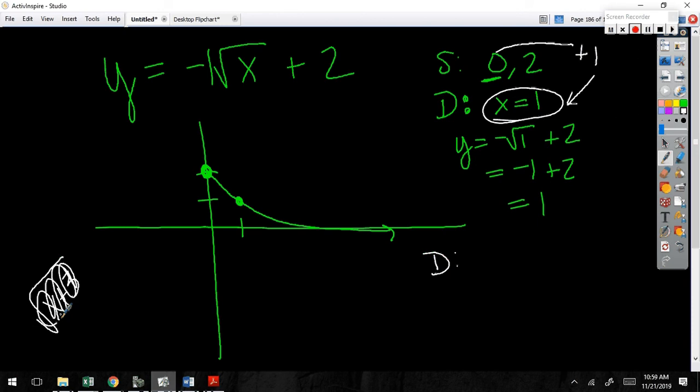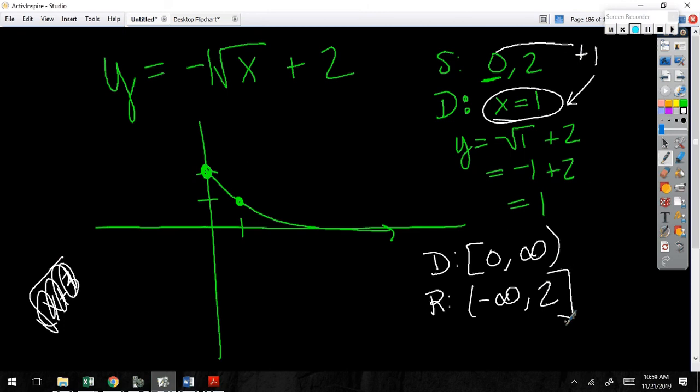What's your domain? 0 to infinity. That's right. So what's the range? It's going down on its own. Right. So is that slowly going down? Think about the side of that parabola that's inching out as it goes up, and now it's just on its side. All right, let me show you cube roots.